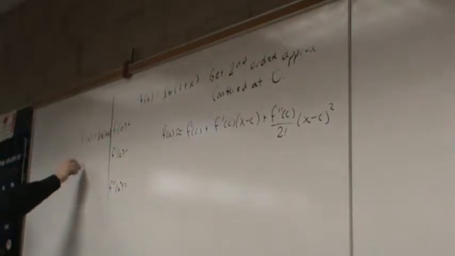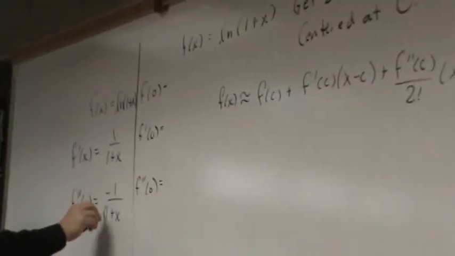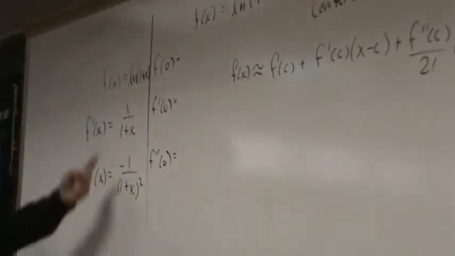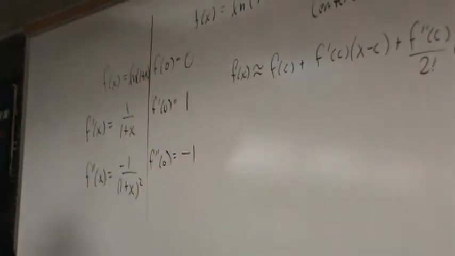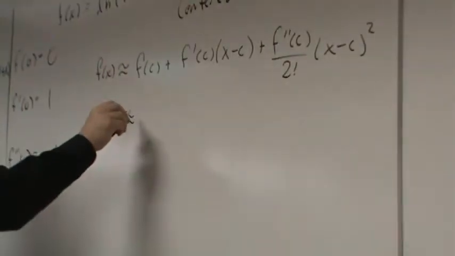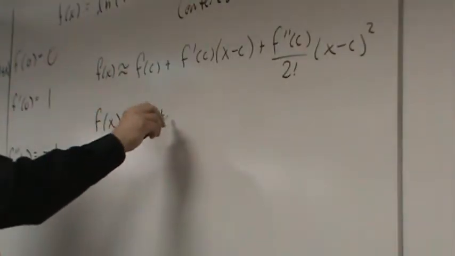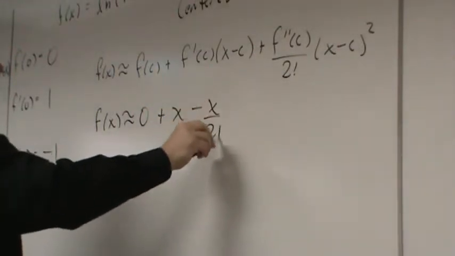F prime of x is 1 over 1 plus x. F double prime of x is negative 1 over 1 plus x quantity squared. So now I'm going to stick 0 into all of these, and I get 0, 1, and negative 1. And so I get f of x is approximately equal to 0 plus x minus x over 2 factorial.